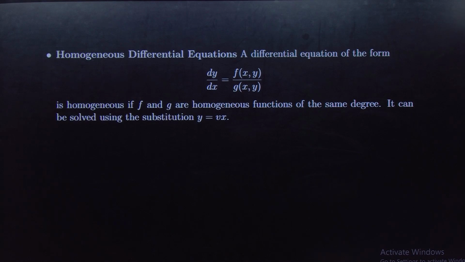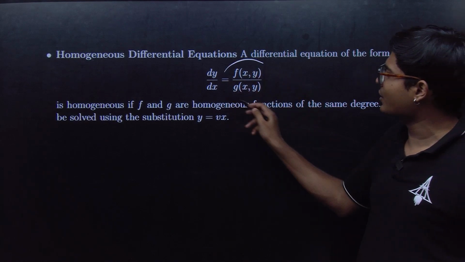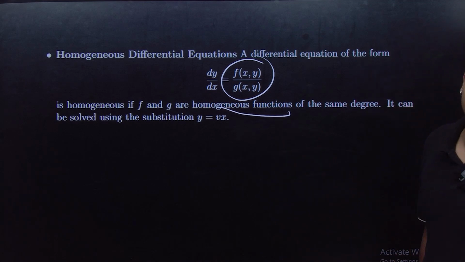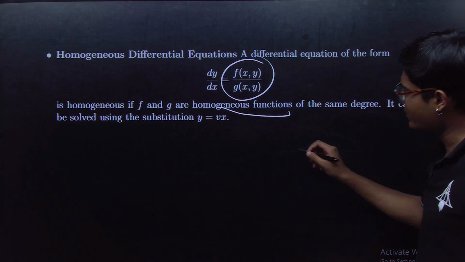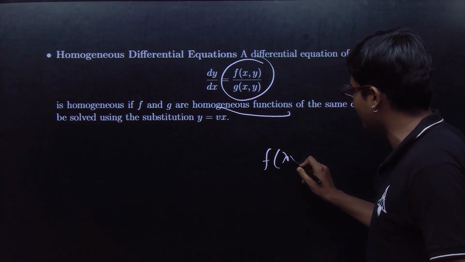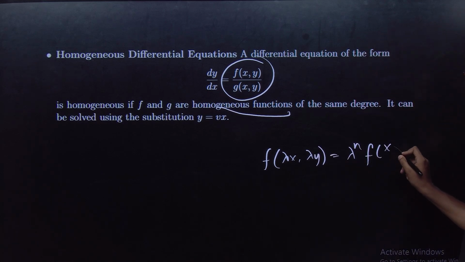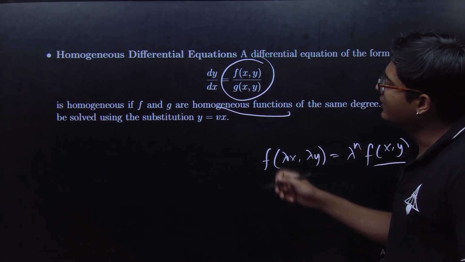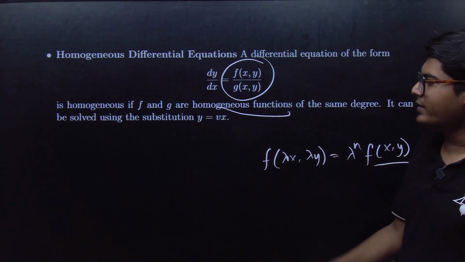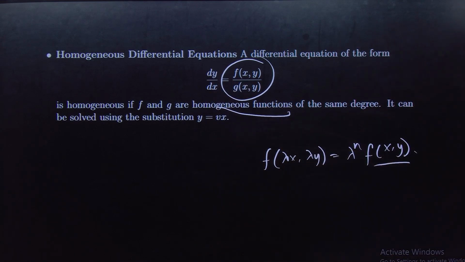Okay. Homogeneous differential equation: a differential equation of the form dy/dx equal to the ratio of two homogeneous functions is known as a homogeneous differential equation. What is a homogeneous function? If f(λx, λy) = λ^n f(x, y), then it's known as a homogeneous function. In such cases, we substitute y = vx and then solve the resulting differential equation.